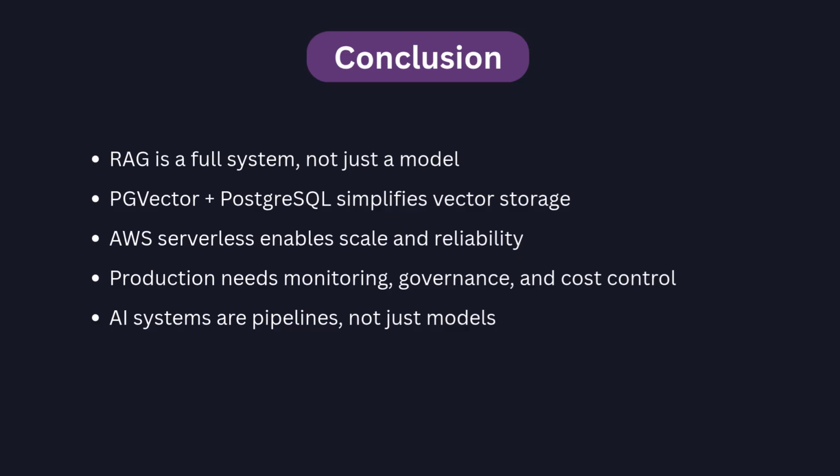Conclusion: RAG is not just a model-based approach, but a complete system architecture. PGVector simplifies vector storage by integrating it into PostgreSQL. AWS serverless services enable scalability and reliability. Production systems require governance, monitoring, and cost control. AI systems are pipelines, not just models, and understanding this is key to building production-ready RAG systems.